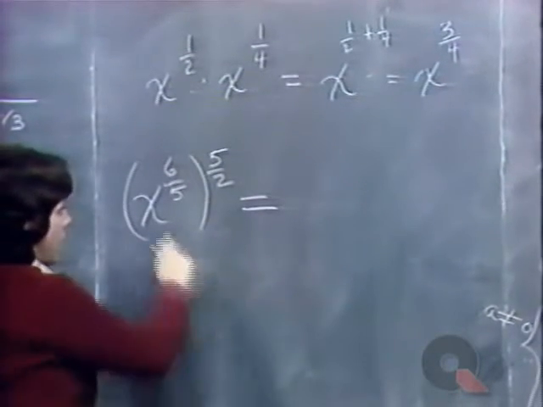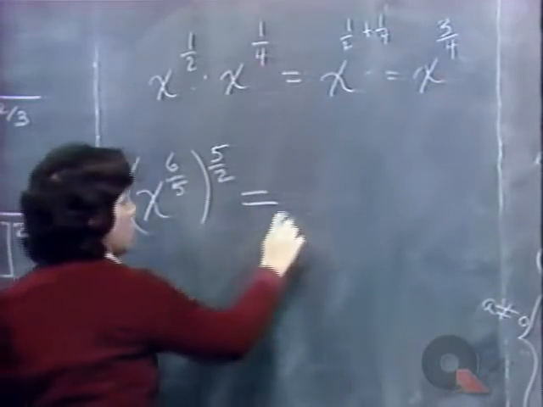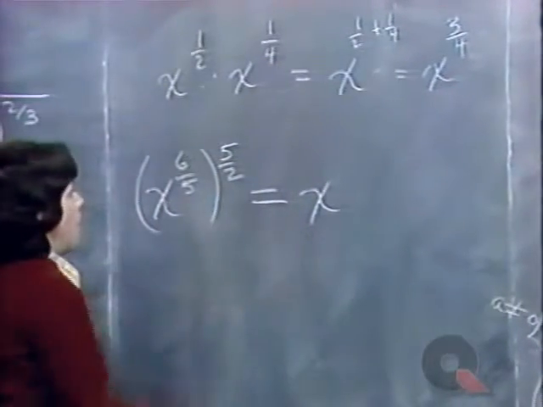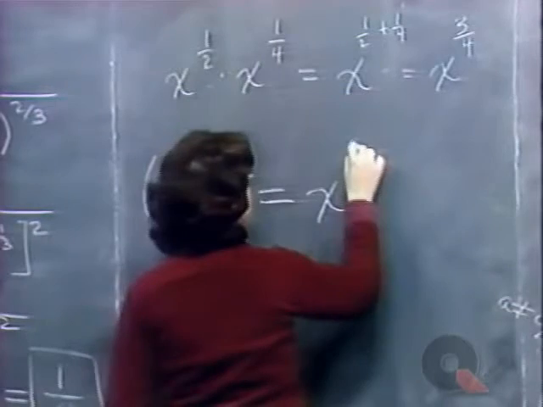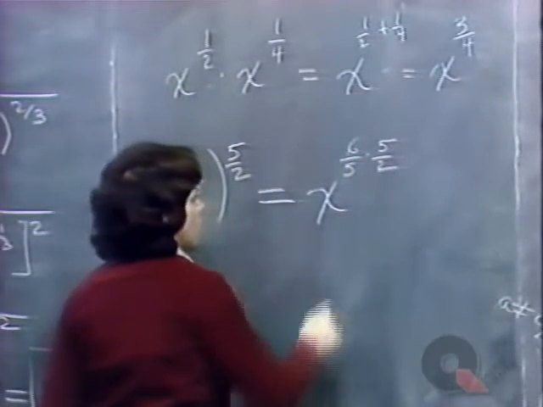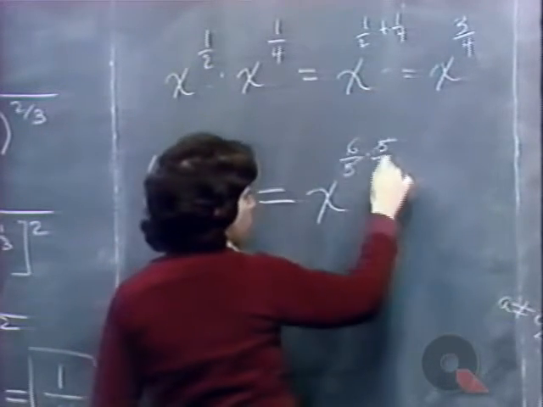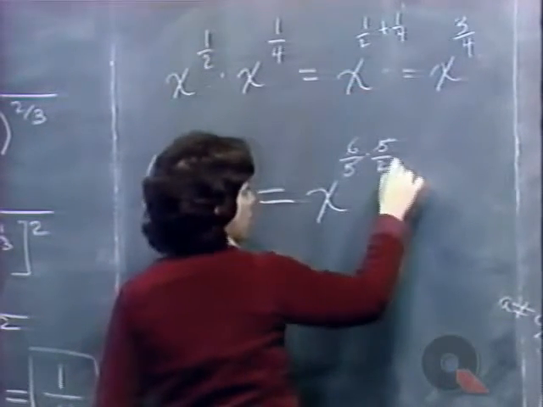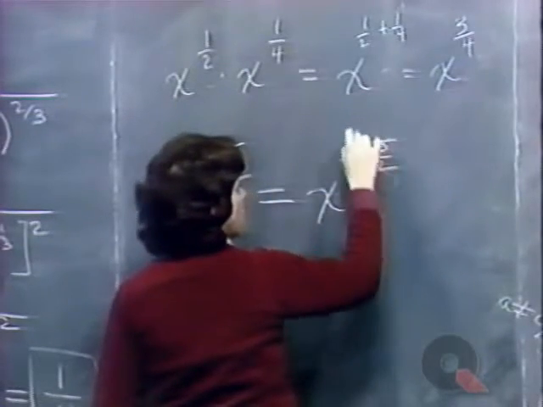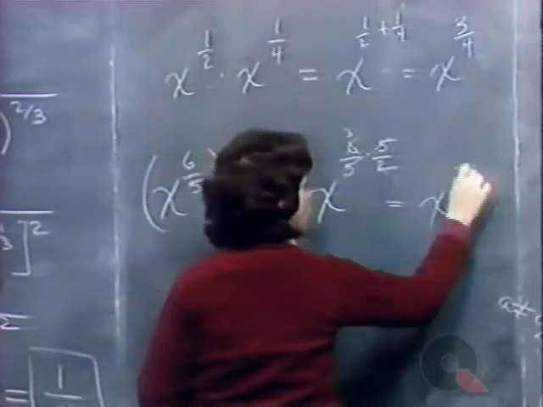All right, this is like a to the r to the s. It's a to the rs. In other words, we multiply the powers. We have 6/5 times 5/2. We can cancel the 5s. 2 divided by 2 gives you 1. 2 into 6 goes 3 times, giving us a final answer of x cubed.